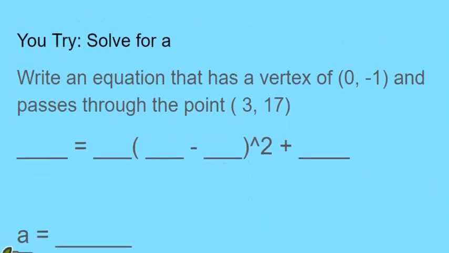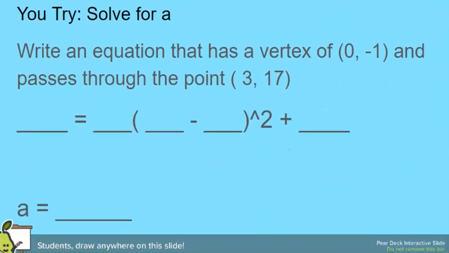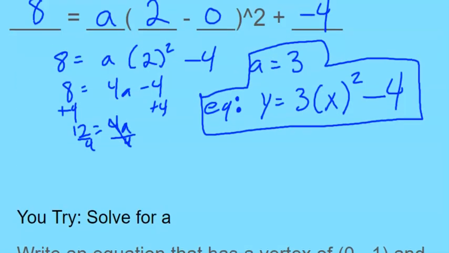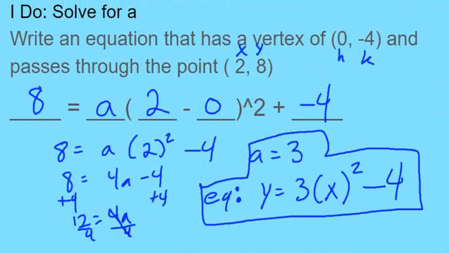Now you try solving for a. Write an equation that has a vertex of 0, negative 1 and passes through the point 3, 17. Draw on the slide and perform the steps that are similar to those from the example.